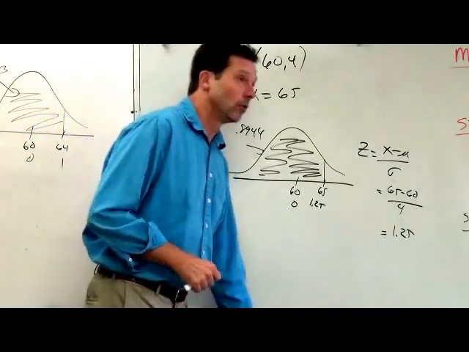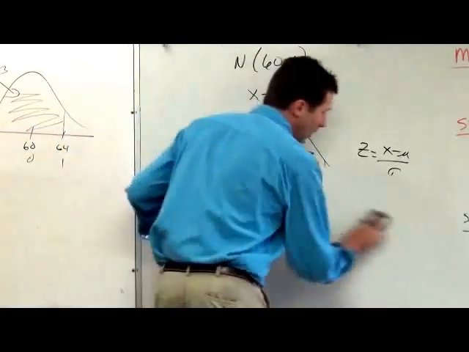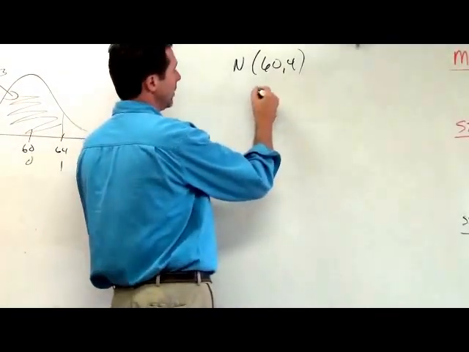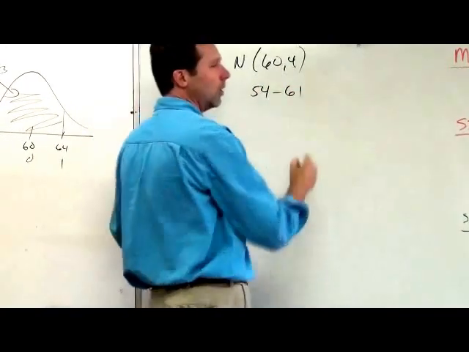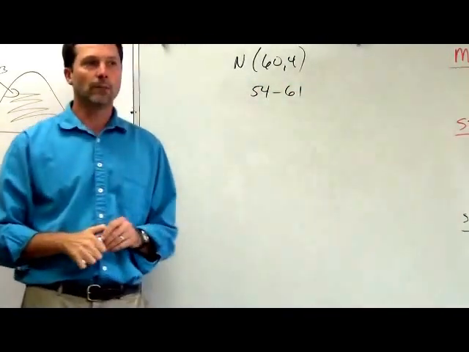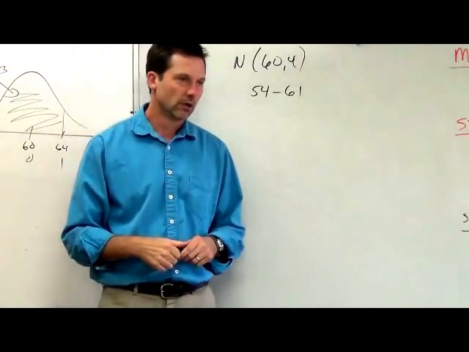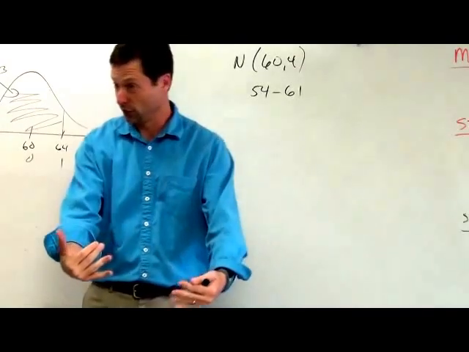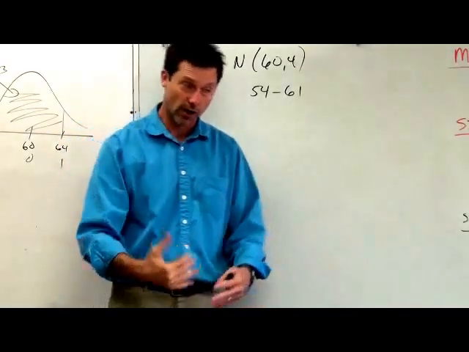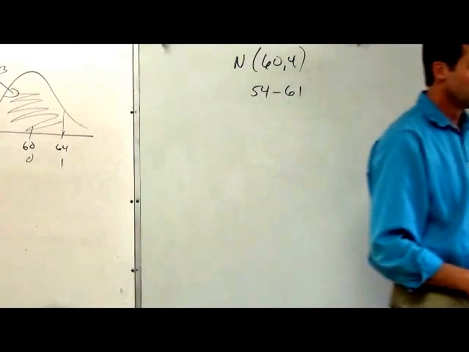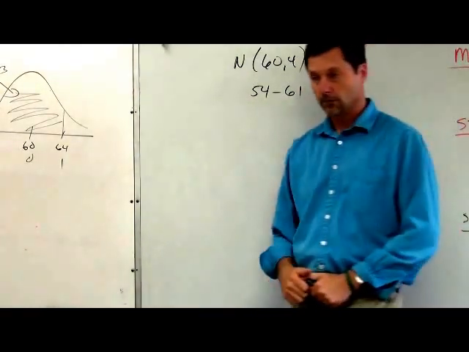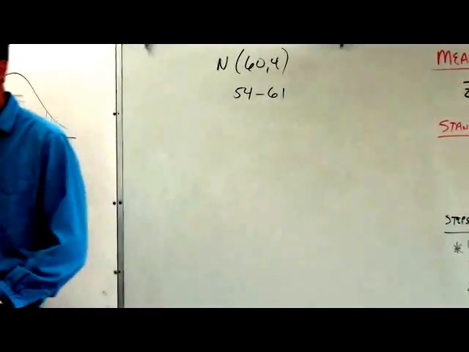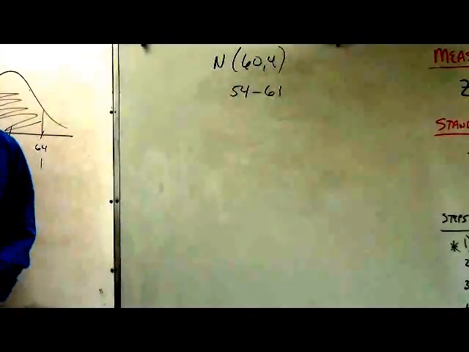All right, let's get a little bit more interesting here. Now I want to know what percentage of scores are, I don't know, between 54 and 61. What percentage of scores are between 54 and 61? Go. What's the first thing we're going to do? Draw a picture. So draw me a picture. Draw a correct picture for this situation. It's a normal distribution. Shade correctly.